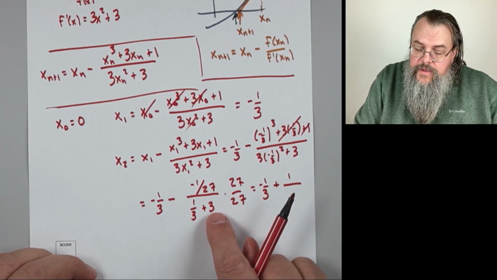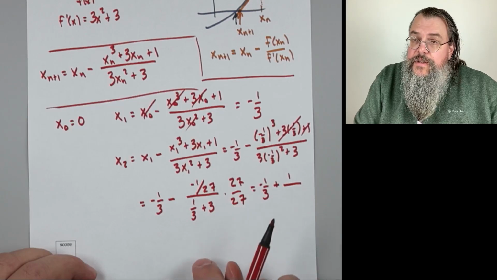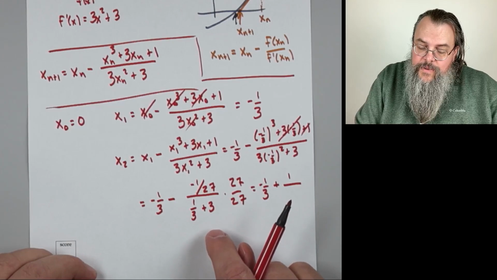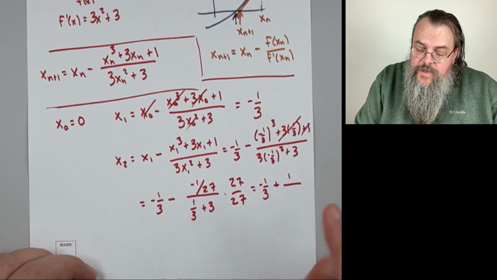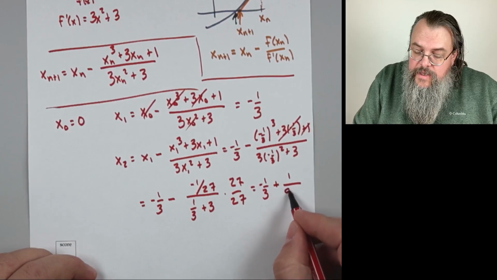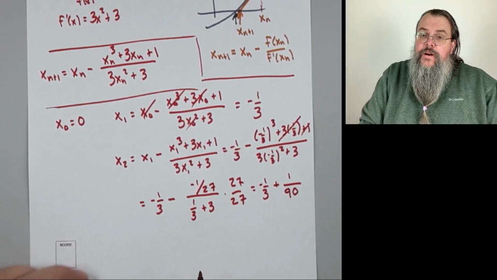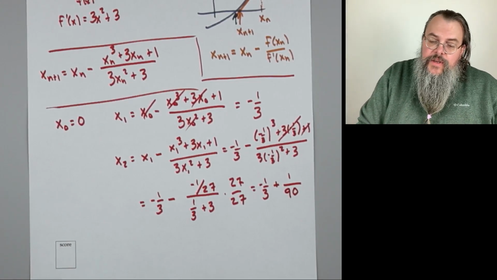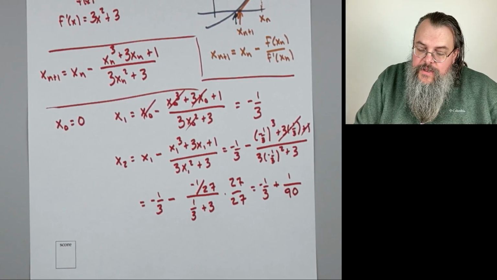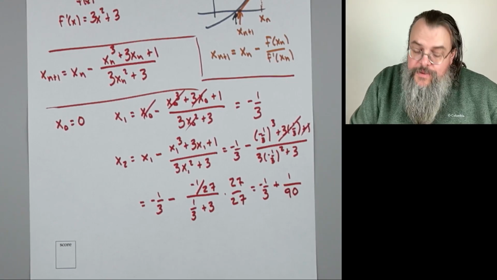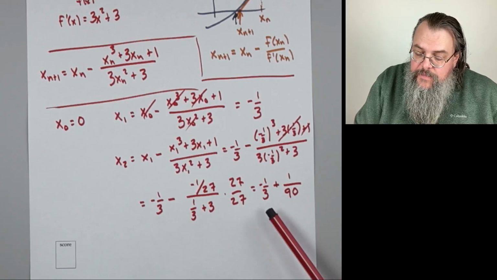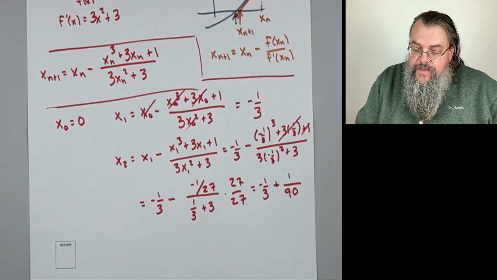And then we have 3 times 27, and that's 81. And so we take 9 plus 81, we get 90. All right, so negative 1/3 plus 90. All right, well, now what do we do? Well, the next thing for us to do is we combine, right? So we want common denominator would be 90.